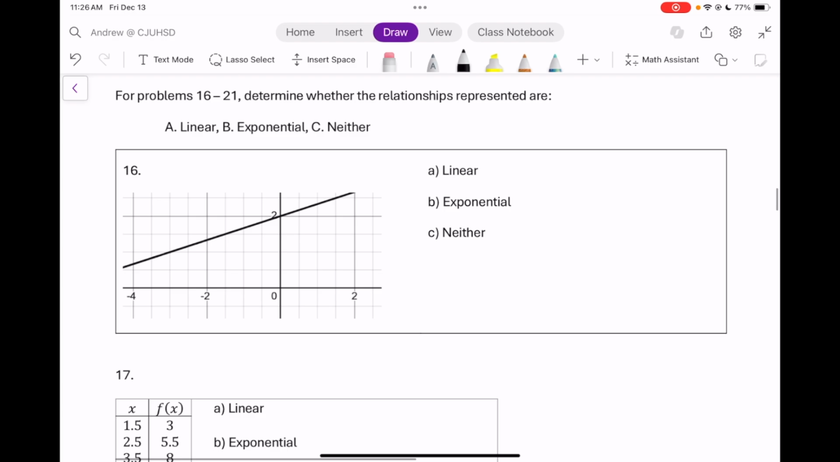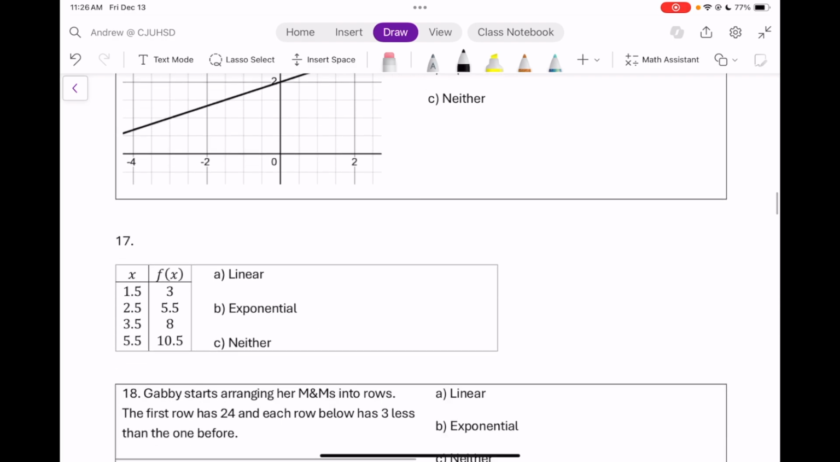Number 16, that is linear. 17 is also linear. With the table, you can see you're going up on the f of x by 2.5 every time, and you're going up by 1 every time. So it's the same common difference all the way through.